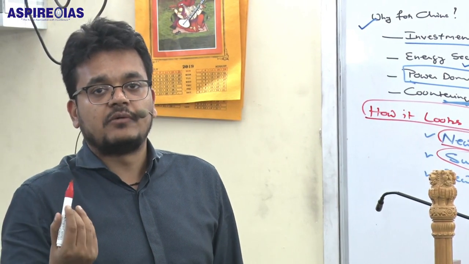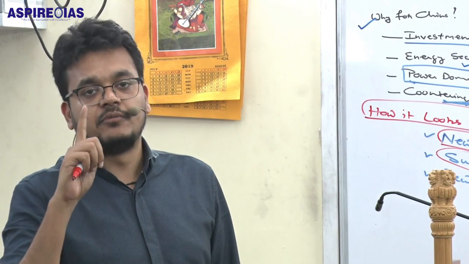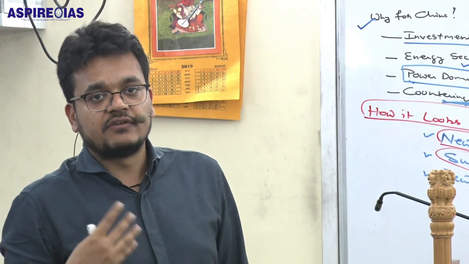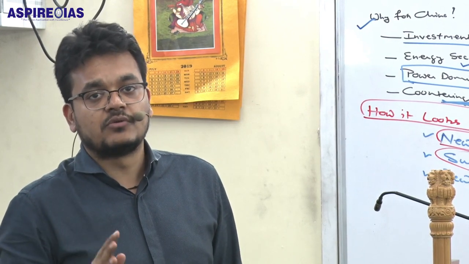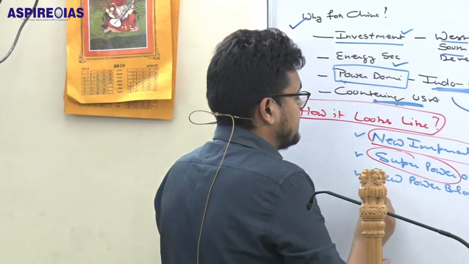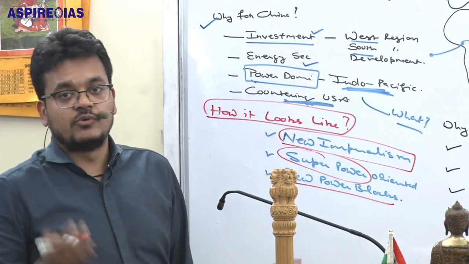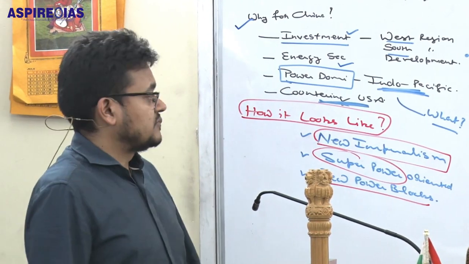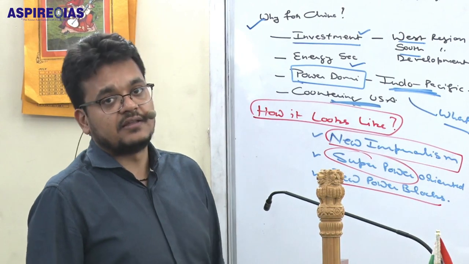To become a superpower, we need three things. Number one, diplomacy. Number two, defense. And number three, economics. China has already achieved good heights in economics. They are now moving through diplomatic efforts, and this is one of the diplomatic efforts. And this policy can generate new power blocs: the USA on one side, China and Russia on the other side. That's why world countries are thinking in this manner.